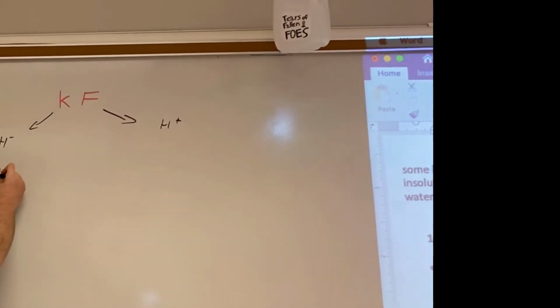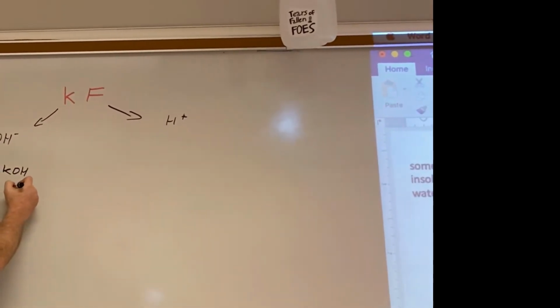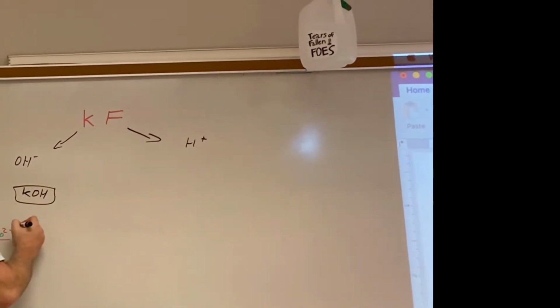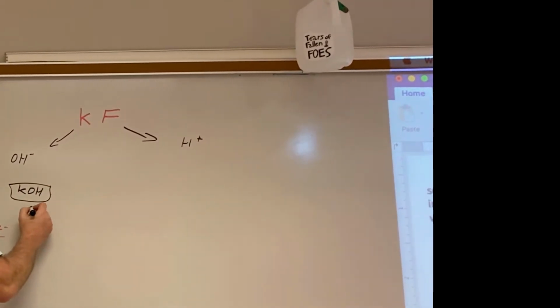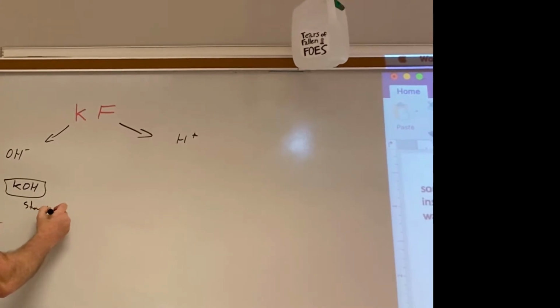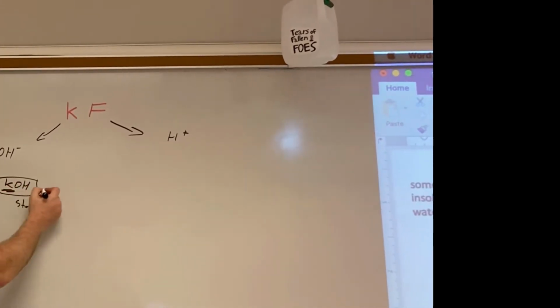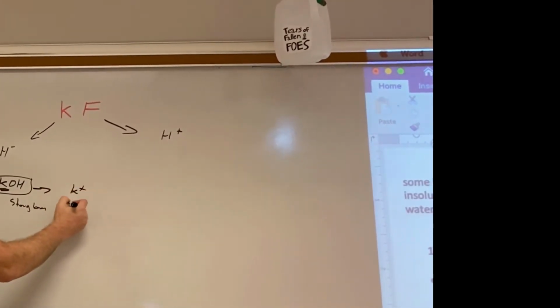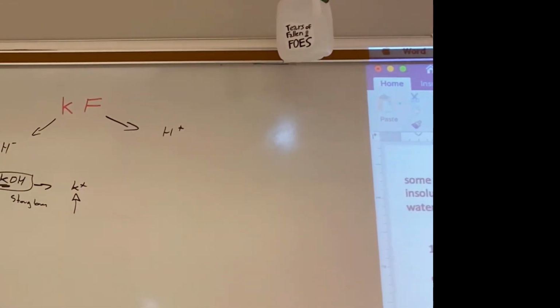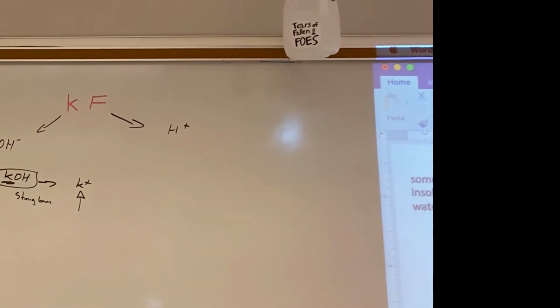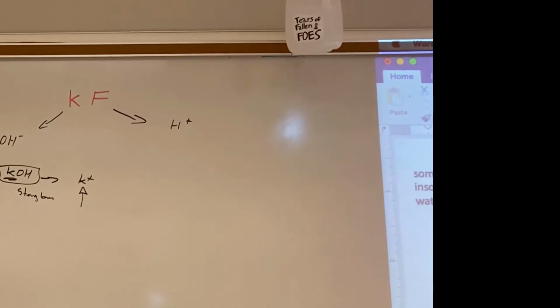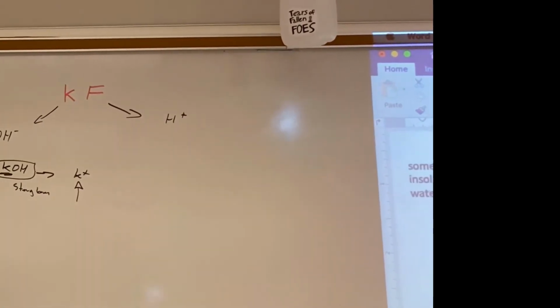If I put K together with OH, what's KOH? It is a strong base, which means that this K, if it got kicked out, this K+ would be a pathetic acid. Pathetic acids do nothing in water. They will not reform, they will not grab OHs, they will not do anything.